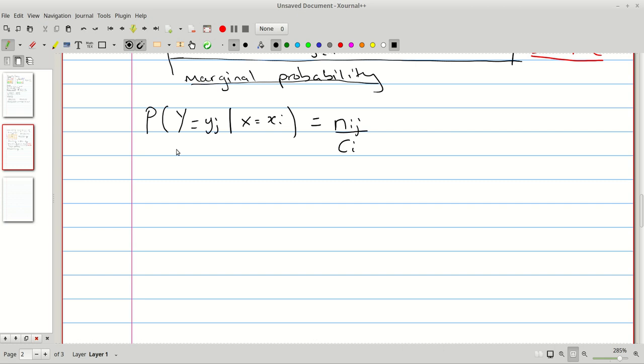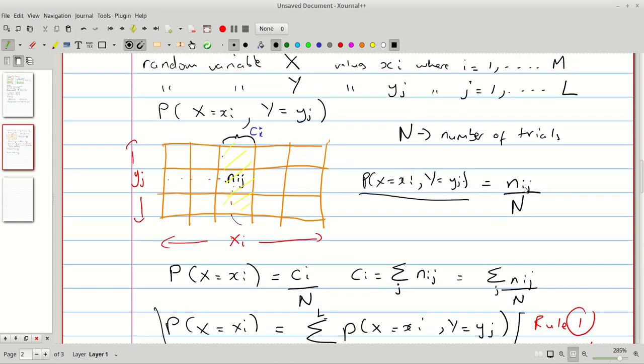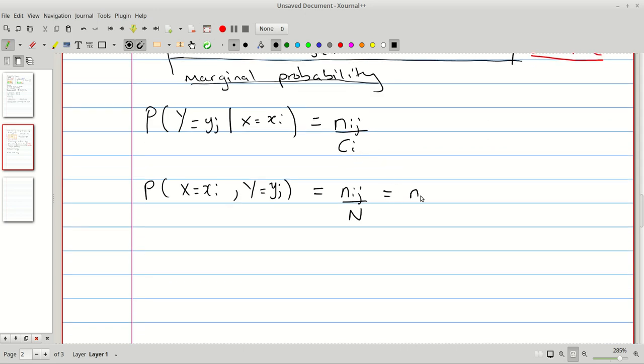Actually, let's look at something else, like the probability of x equals xi, comma, y equals yj. This is equal to nij over n. We saw that here, for x equals xi, it's nij over n. And we can rewrite this as nij over ci times ci over n, because the ci will cancel out and you'll have nij over n.